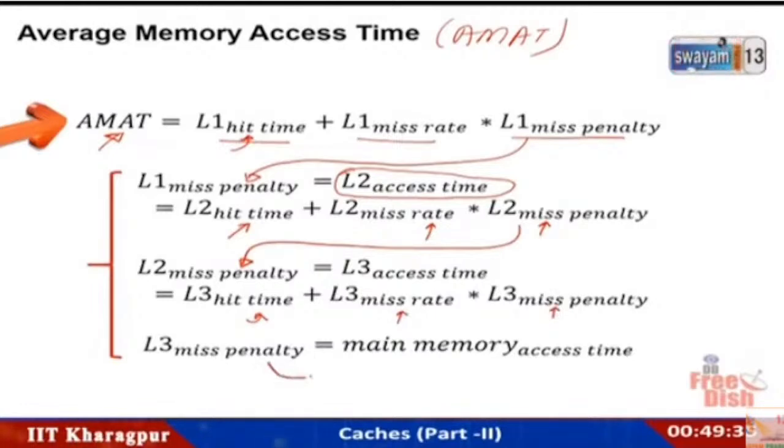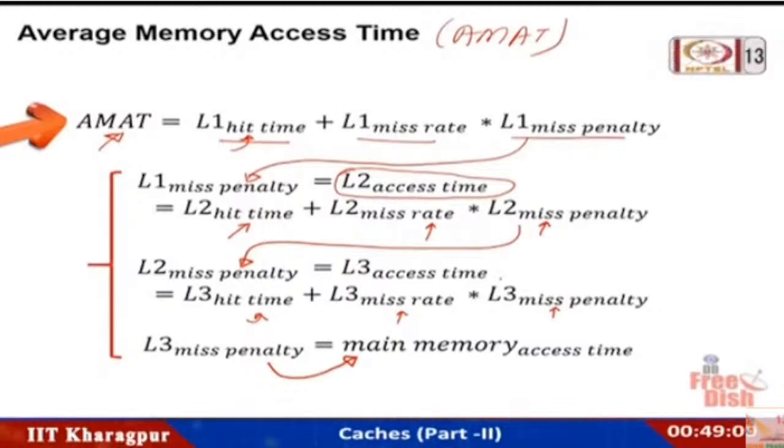And finally, the L3 miss penalty will go to the main memory. So in the main memory, you assume that you will always have a hit. So there is no miss time or miss penalty with the main memory, right? So this will be the main memory access time. Alright. So this is the formula for the average memory access time, or the AMAT.